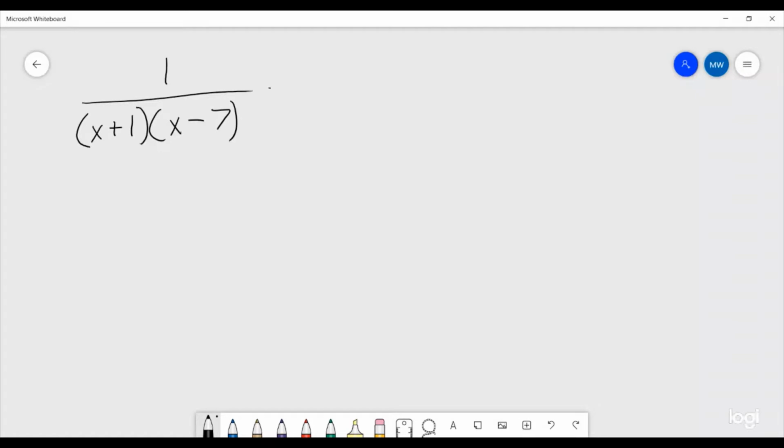Partial fractions says that we can break this up into fractions where we add them up, with each part of the denominator represented once. So we can write 1 over (x plus 1)(x minus 7) as something over x plus 1 plus something over x minus 7.